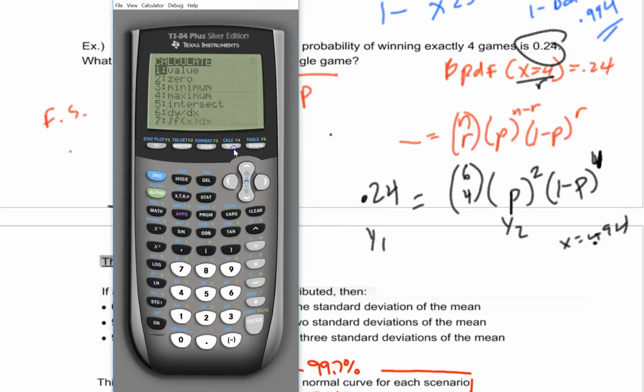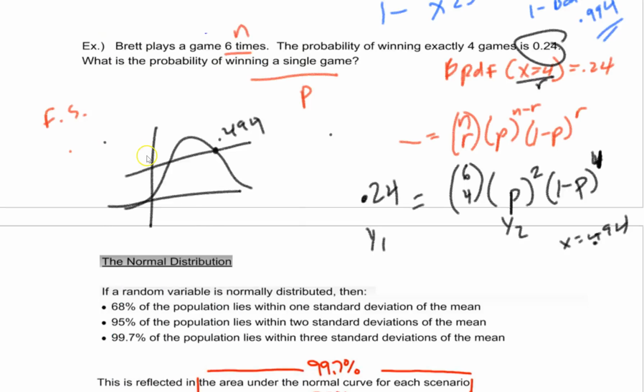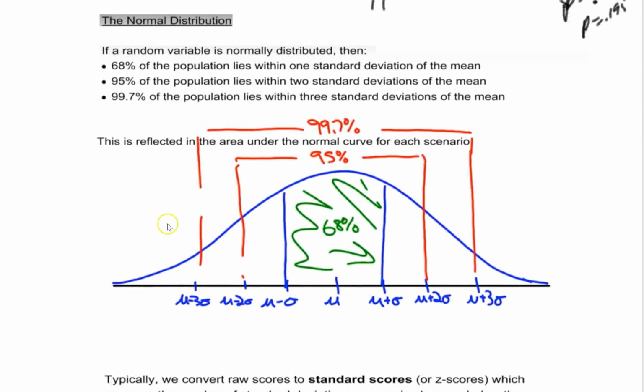And then we do the same with the other side. Second calculator, intersect, move on closer to the second one, hit enter a couple times, and you get 1.195. So that's where the other one's at. Those are my two answers for P. About 20% chance and about 50% chance of winning a single game. So that's binomial distribution. Let's move on to the granddaddy, normal distribution.